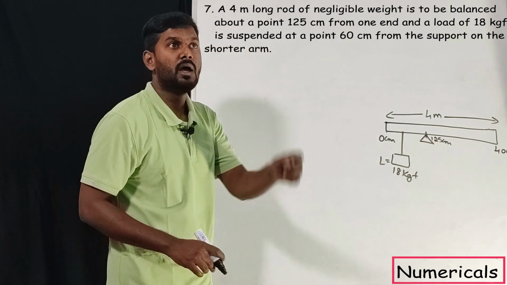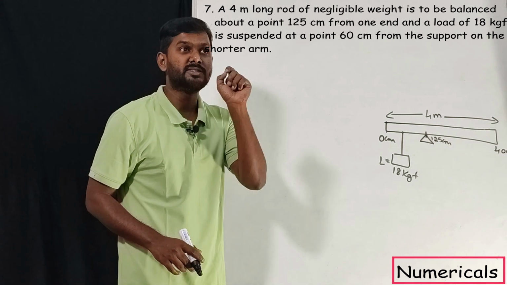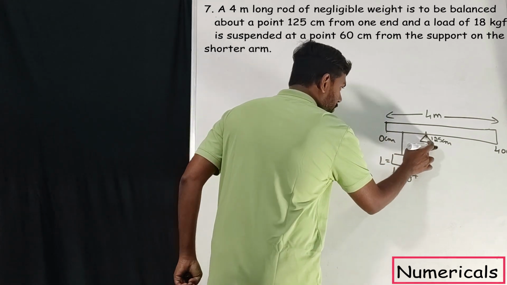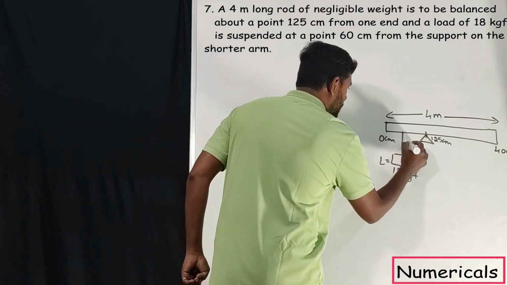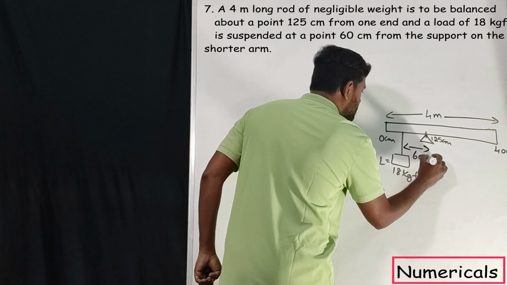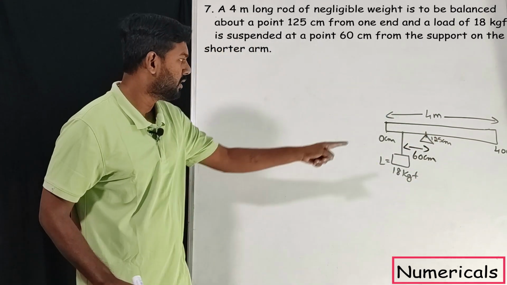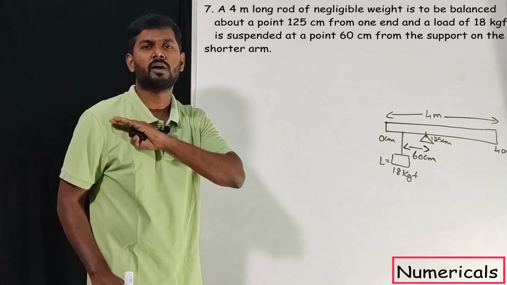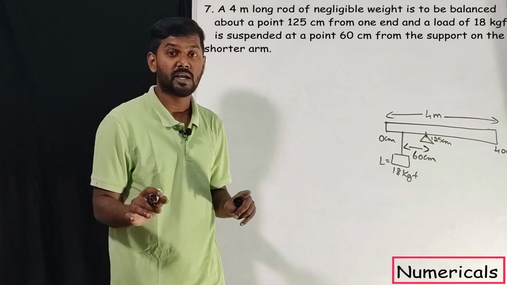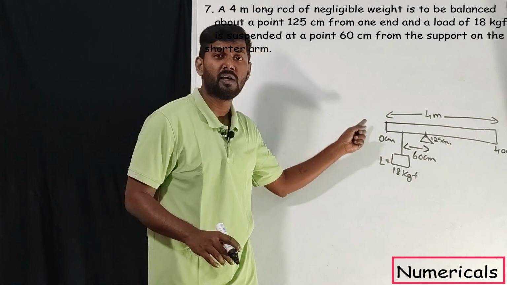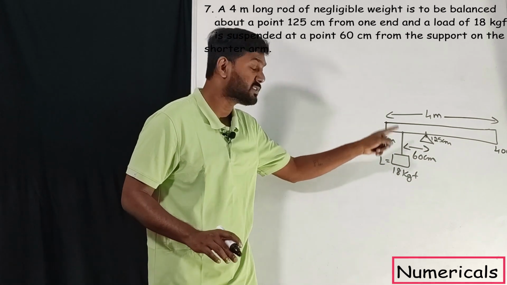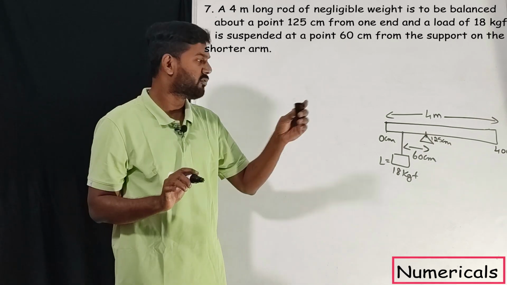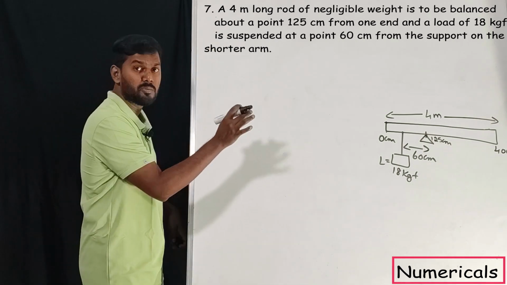See, understand the question. A load of 18 kgf is suspended at a point 60 centimeter from the support. This is the support. From the support to the load, the distance is 60 centimeter. Very important things. If you miss this one, you will get some answers that will be completely wrong. They are not saying 60 centimeter from the shorter arm. They are saying 60 centimeter from the support. Next, so all these things are done. Now we are going to solve the questions. This is a very important diagram.